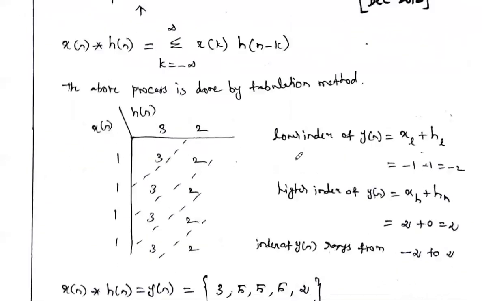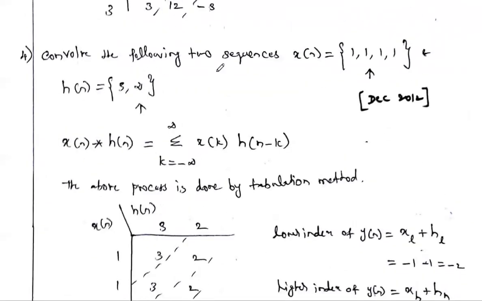Similarly, one more problem. Convolve the following two sequences: x of n equal to 1 1 1 1, where the arrow is given at the second one. And h of n is 3 comma 2, where the arrow is given at the 2. So we have to perform the convolution process using the tabulation method.